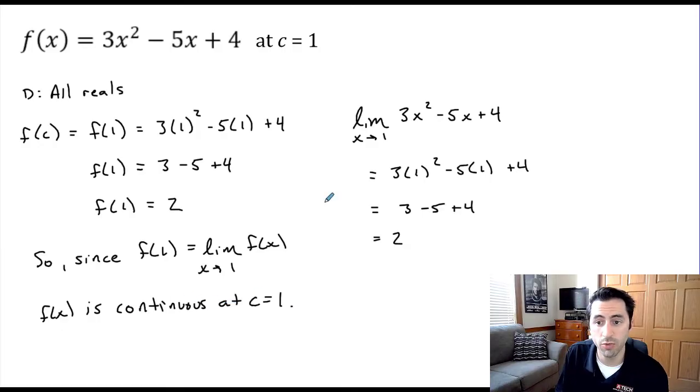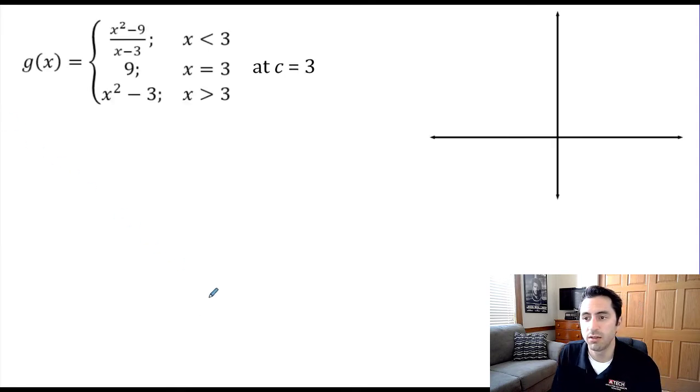All right, let's try one more. We'll do one that's a little bit more exciting. So here I have a piecewise function g of x defined by 3 different parts. So the top one, everything that's less than 3. In the middle, we have a value at exactly 3. And then the last piece is everything that's greater than 3.